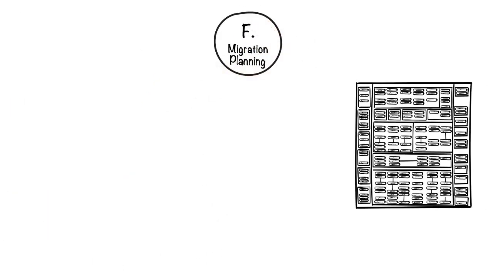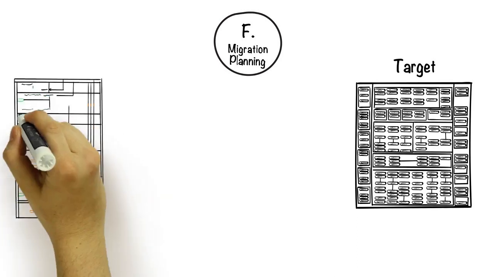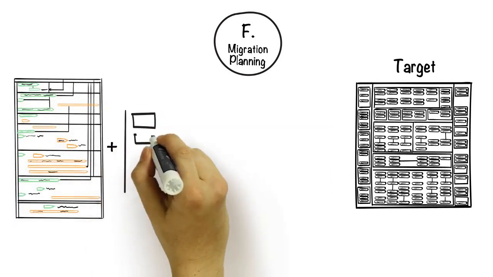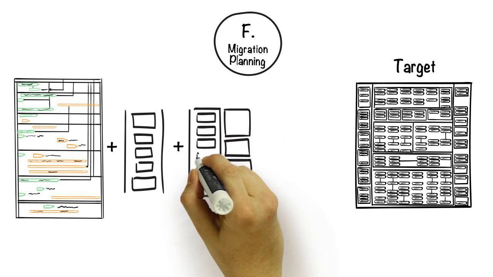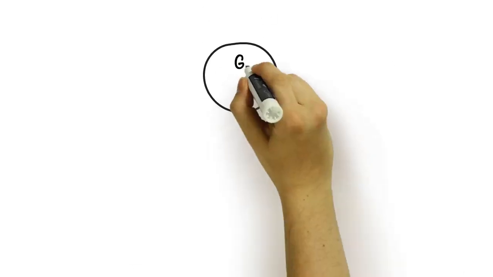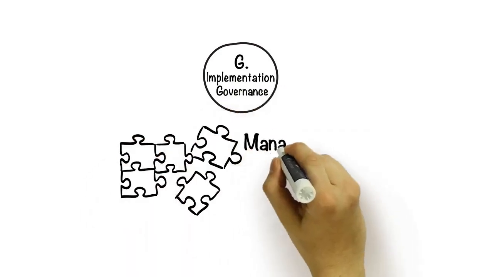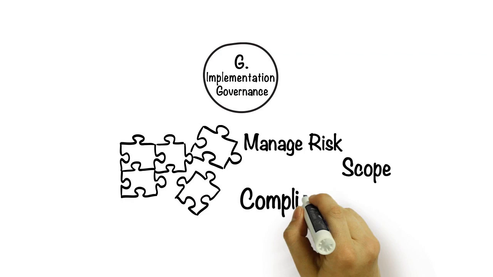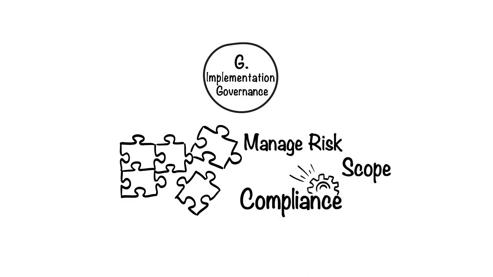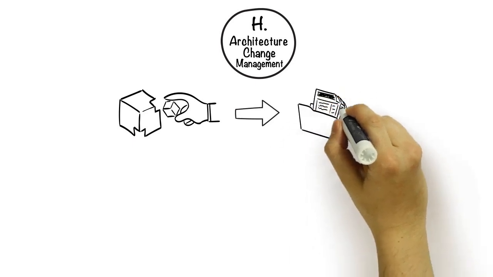By the time we get to Phase F, we are finalising the transition to our target state in alignment with the roadmap we produced in Phase E. During this phase, we will be integrating and liaising with other disciplines such as change management. Phase G is all about governing change. We need to maintain oversight of any solutions in order to effectively manage risk, scope and compliance with our architecture principles. Phase H is when any changes to the existing architecture are managed and documented.